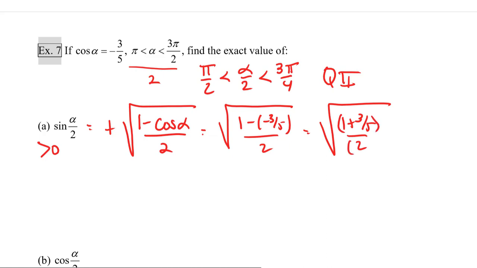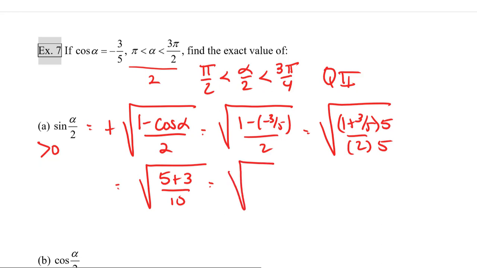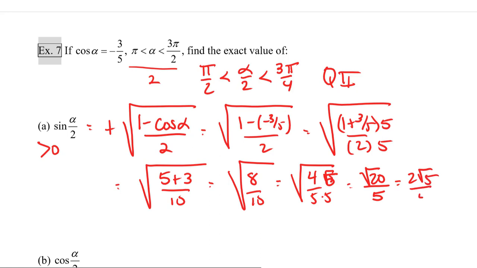I'll multiply top and bottom by 5 over 5, and now I've got the square root of 5 plus 3 over 10, which is equal to the square root of 8/10, which is the same as the square root of 4/5, and I multiply by 5 over 5, and I wind up with the square root of 20 over 5, or 2 times the square root of 5 over 5. Part B, cosine of alpha over 2.